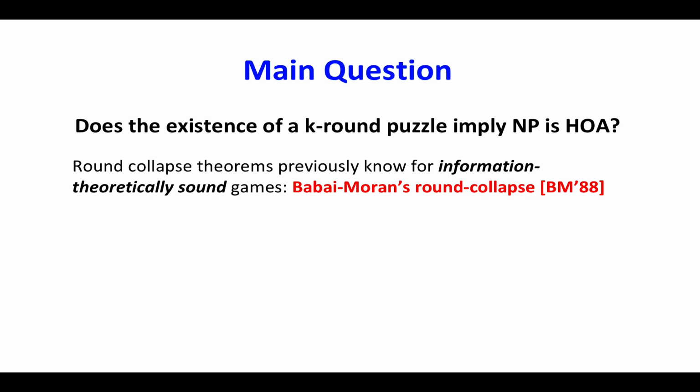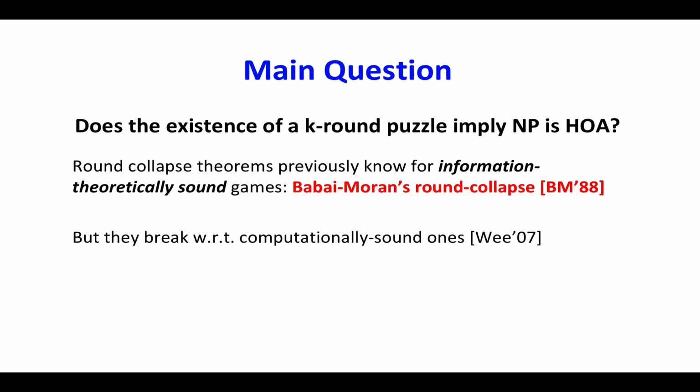So there have been some results before in the literature showing this type of round collapse theorem, that you can take these interactive protocols and collapse them to something with fewer rounds. In particular, there's a very famous round collapse theorem by Babai-Moran. But these round collapse theorems only work for information theoretically sound protocols. And now we have something that's computationally sound only. There's a computational hardness to the protocol, and it turns out that those kinds of results don't actually work at all. They break down.